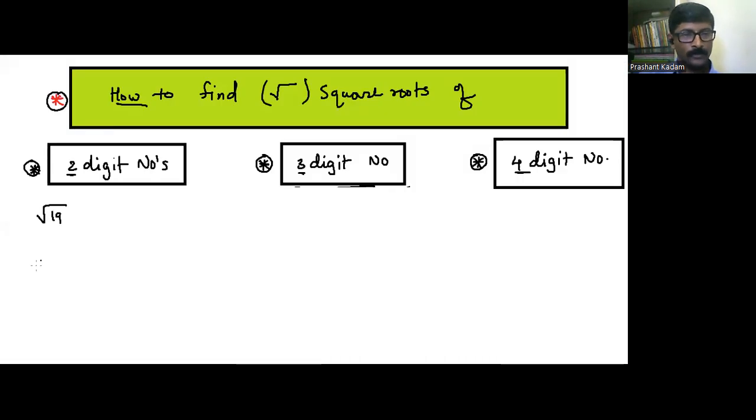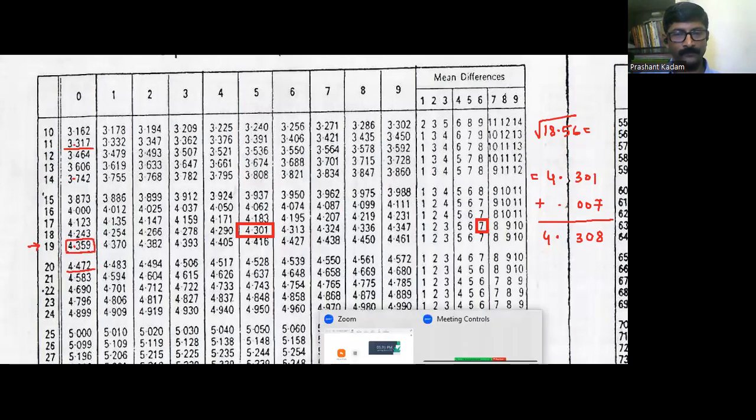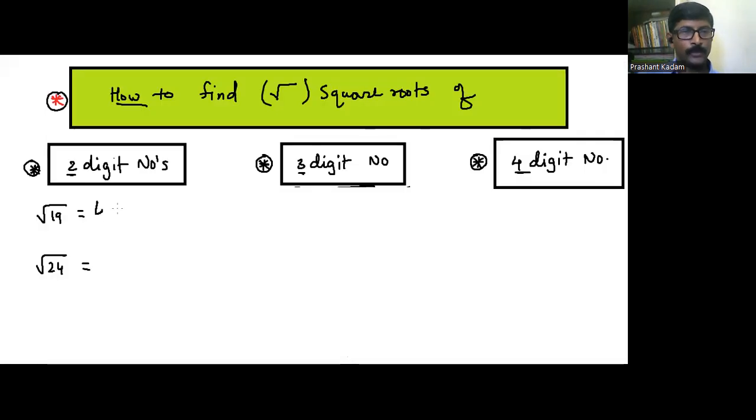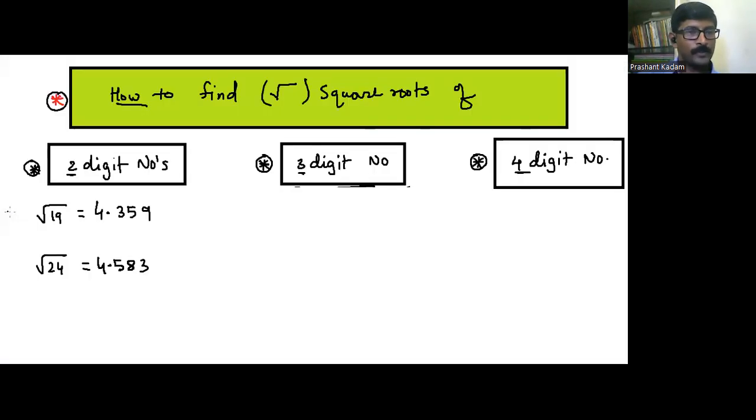Square root of a 2-digit number is easy, and you can get it very easily. You can just check over here. 19 is 4.359, so I'll just write it over here. Square root of 24, we'll quickly check it over here: 4.583. I hope you understood that. You can just check the 21st row.